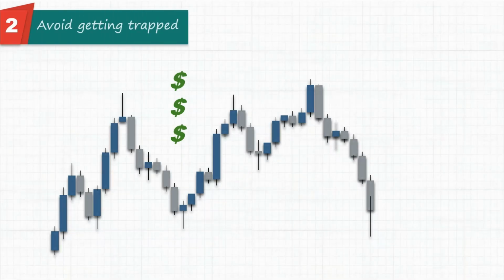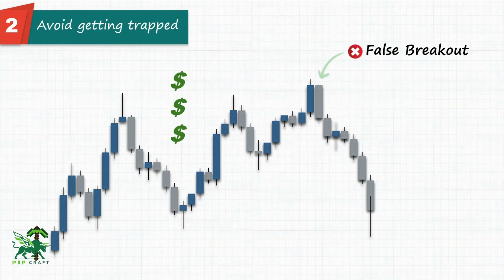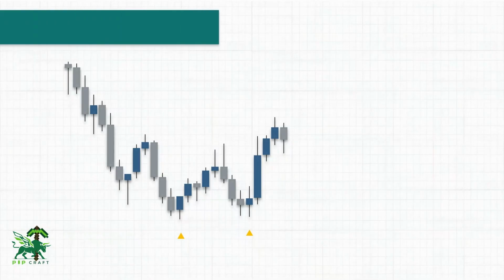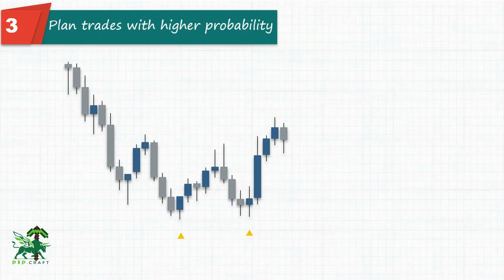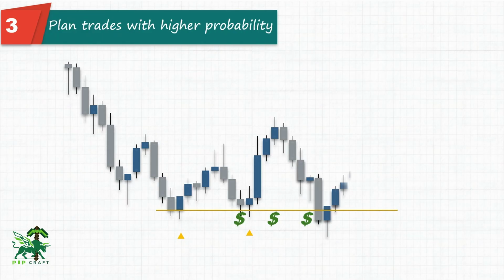Number 2. Avoid getting trapped. We know that manipulation happens around liquidity levels most of the time. By recognizing where these levels are, you can stay on the right side of the market and avoid being caught in false moves. Number 3. Plan trades with a higher probability. Once you know where liquidity sits, you can plan entries, exits, and stop losses more strategically. For example, you might wait for price to sweep liquidity and then enter in the direction of the next move. This gives you a higher chance of success than randomly jumping into the market without context.